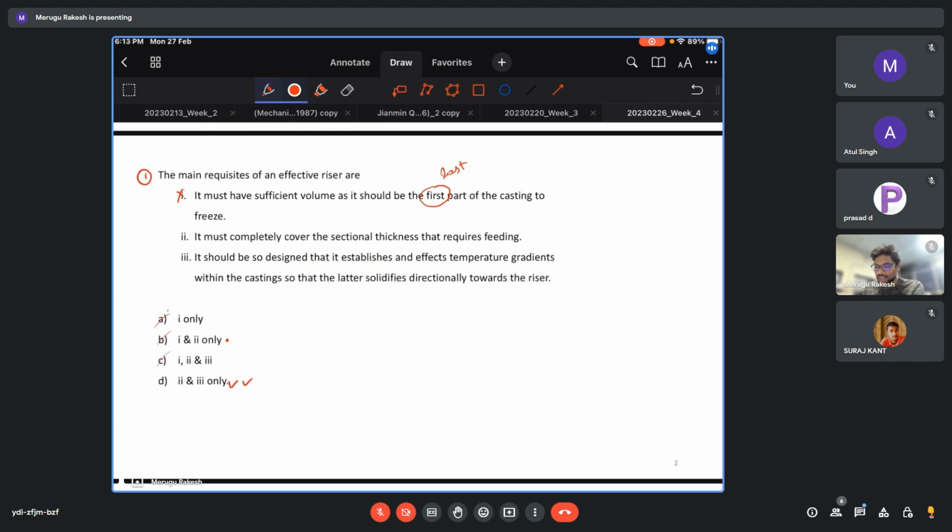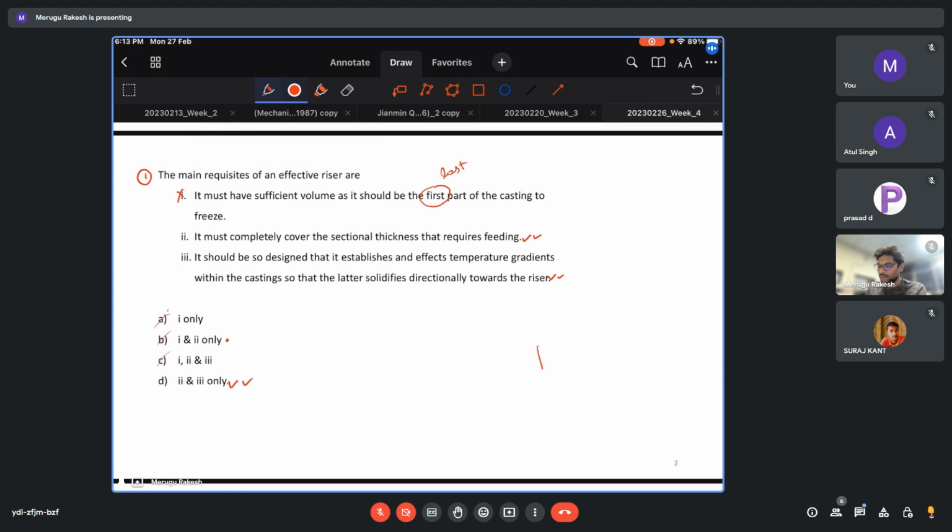It must completely cover the sectional thickness that requires feeding. Yeah, this is true, keeping in mind that shrinkages should not occur. Then the third option: it should be designed so that it establishes and affects temperature gradients within the casting so that the casting solidifies directionally towards the riser. Yeah, this is also true.